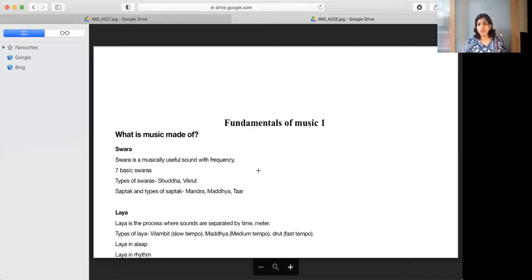The Western musicians use a term called octave for the saptak. Then there is Tara Saptak. Sa, Re. This is called the Tara Saptak.